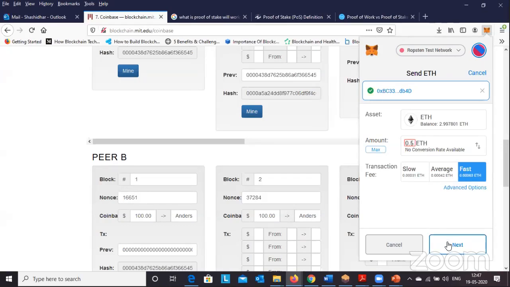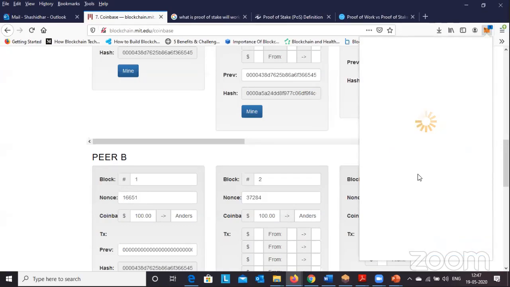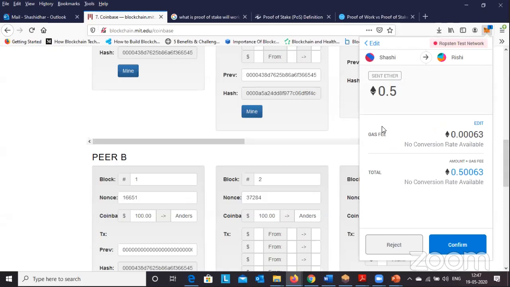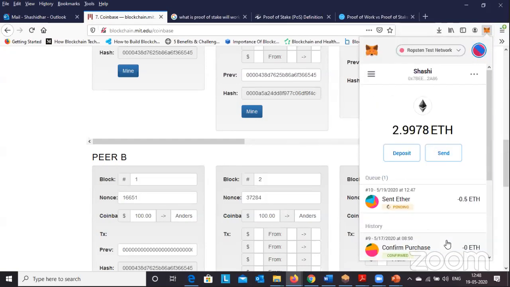Okay, so now I'm going to click next. You can see that the gas fee will be calculated. That is, if you want to do the transaction, the transaction charges will be the gas fee. I'm sending 0.5, and for that the transaction fee is this one. Okay, I am confirming the transaction. You can see that the transaction is pending here, so it has to be approved by the other nodes.